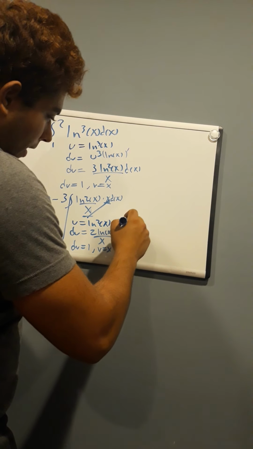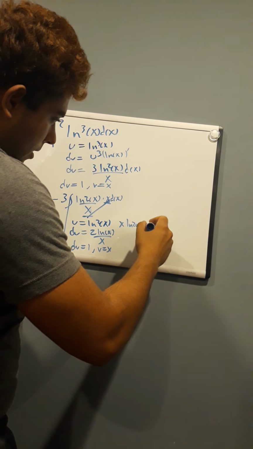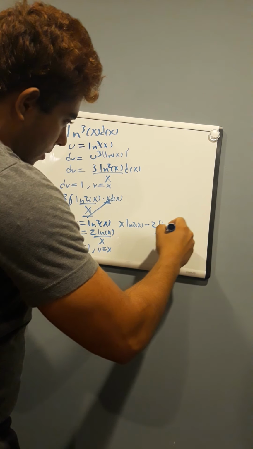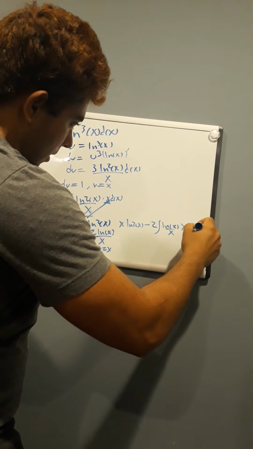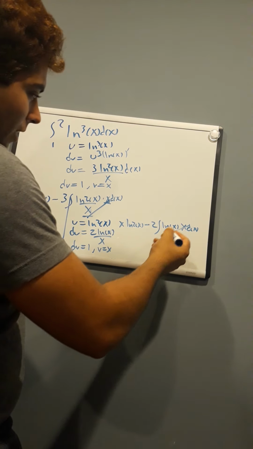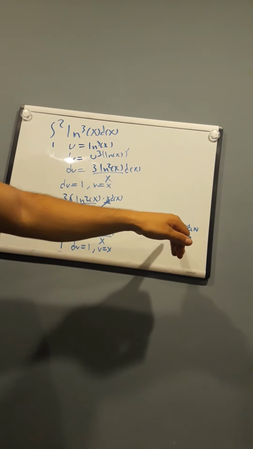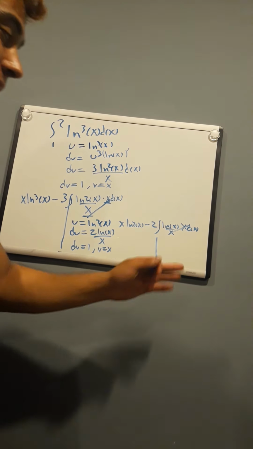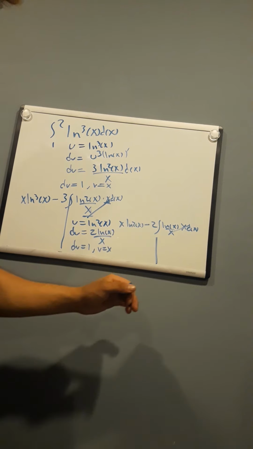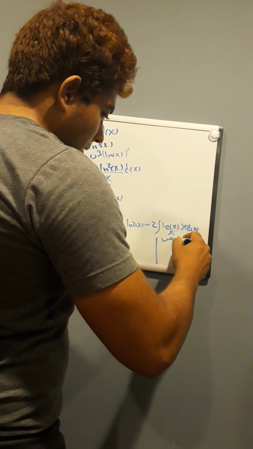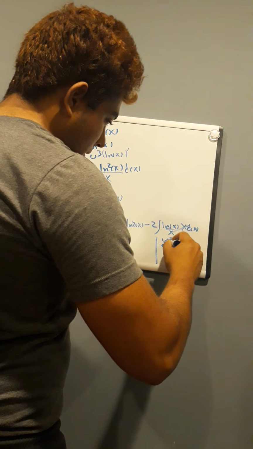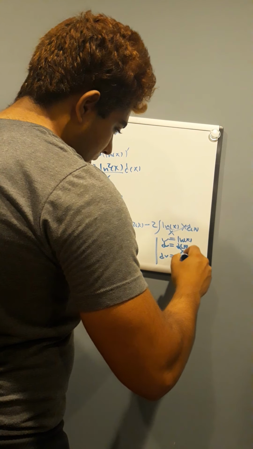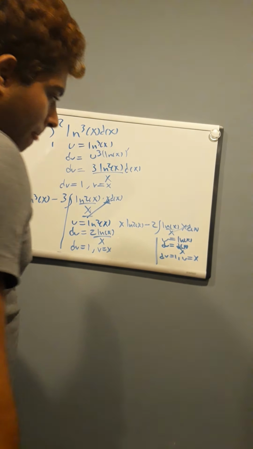And when you do this, x ln squared x minus, and then over here 2 ln x all over x times x dx simplifies, and then you would just do the integral of ln of x, and that is actually not that hard again, but you would have to use integration by parts a third time. So u is equal to ln x, du is equal to dx all over x, dv is equal to 1, so v is equal to x. You see that there?